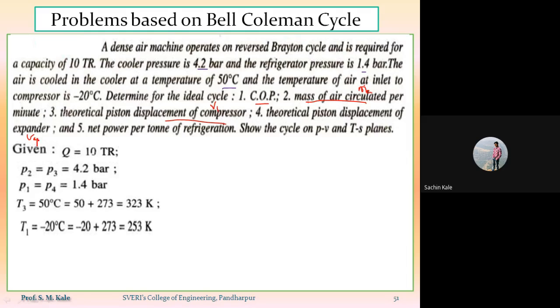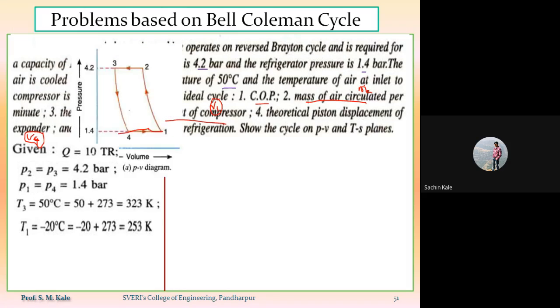All of you please note: theoretical piston displacement of compressor is nothing but value of V1. Theoretical piston displacement of expander is nothing but value of V4. Did you write it? And last one, we have to calculate net power per ton of refrigeration. Last thing, we have to calculate power per ton of refrigeration. So again they have mentioned that show the cycle on PV and TS plane.